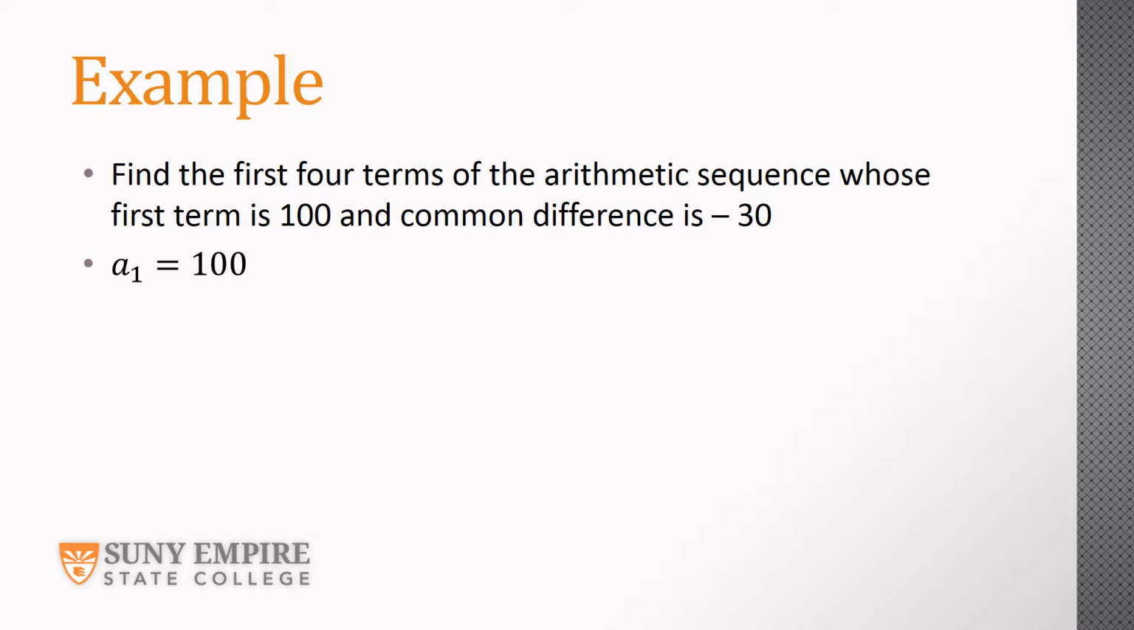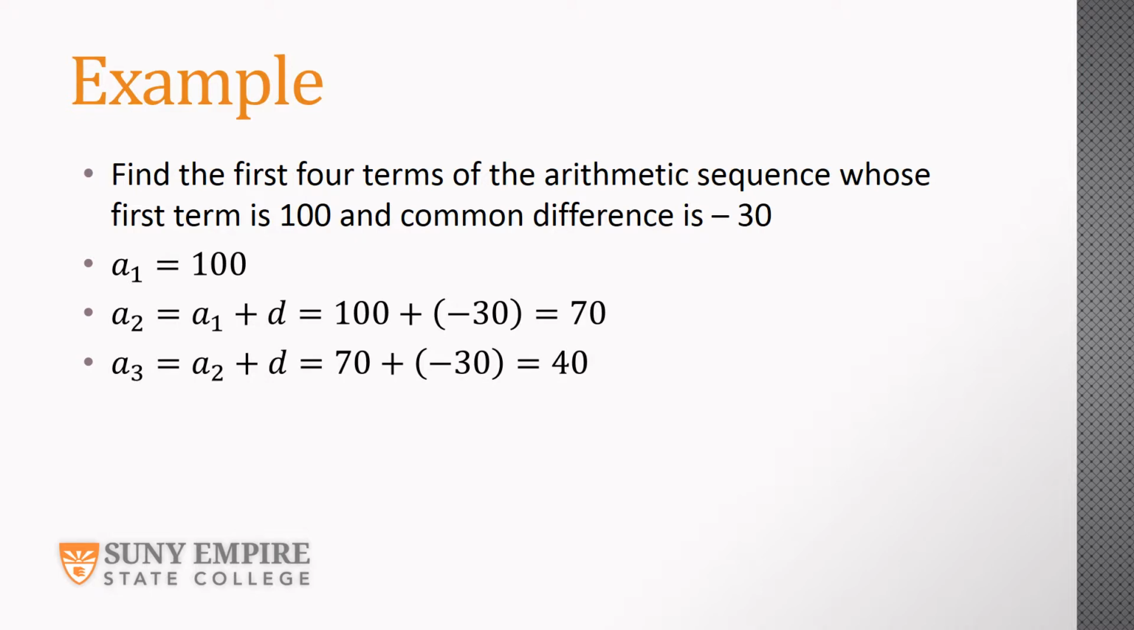Suppose we want to find the first four terms of the arithmetic sequence whose first term is 100 with a common difference of negative 30. Since we are told it, the first term is 100. To find the next term, a sub 2, we need to add a sub 1 plus the common difference. We have 100 plus negative 30, so a sub 2 is 70.